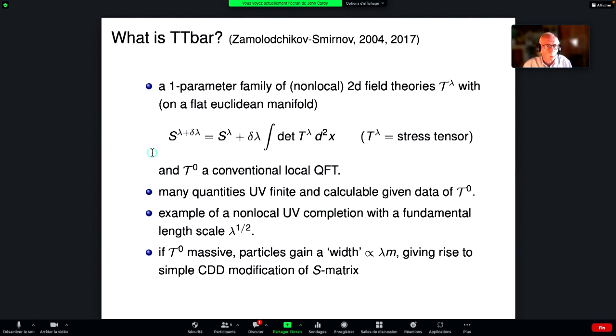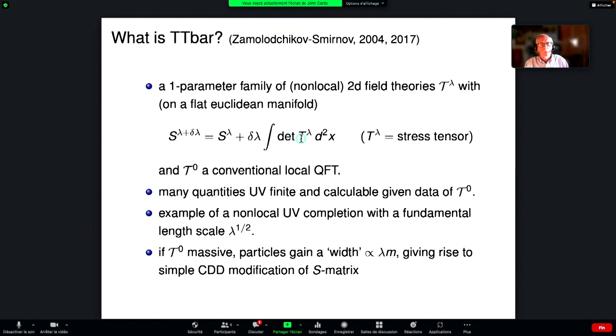Okay, so what is TTbar? It was originally introduced in a 2004 paper by Zamolodchikov and reintroduced in 2017. And at that point, a lot of people started work on it. From a formal point of view, you can think of it as a deformation of the action of a quantum field theory, where at each stage, in increasing the parameter lambda by an infinitesimal amount, we add an infinitesimal quantity to the action proportional to the determinant of the stress energy tensor.